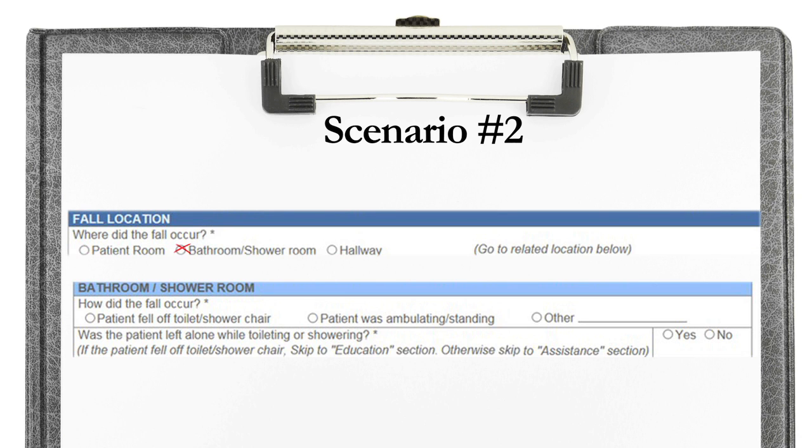We also know the patient was walking to the bathroom, so the correct answer would be patient was ambulating, standing. There is no mention of staff or family around at the time of the fall, so the best answer to the question, was the patient left alone while toileting or showering, would be yes.